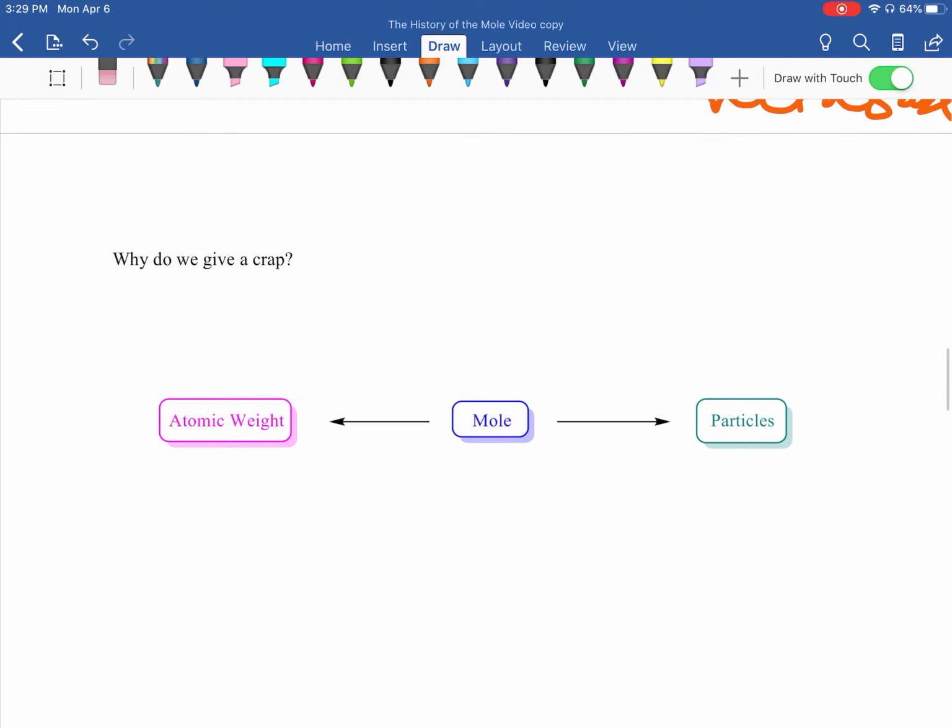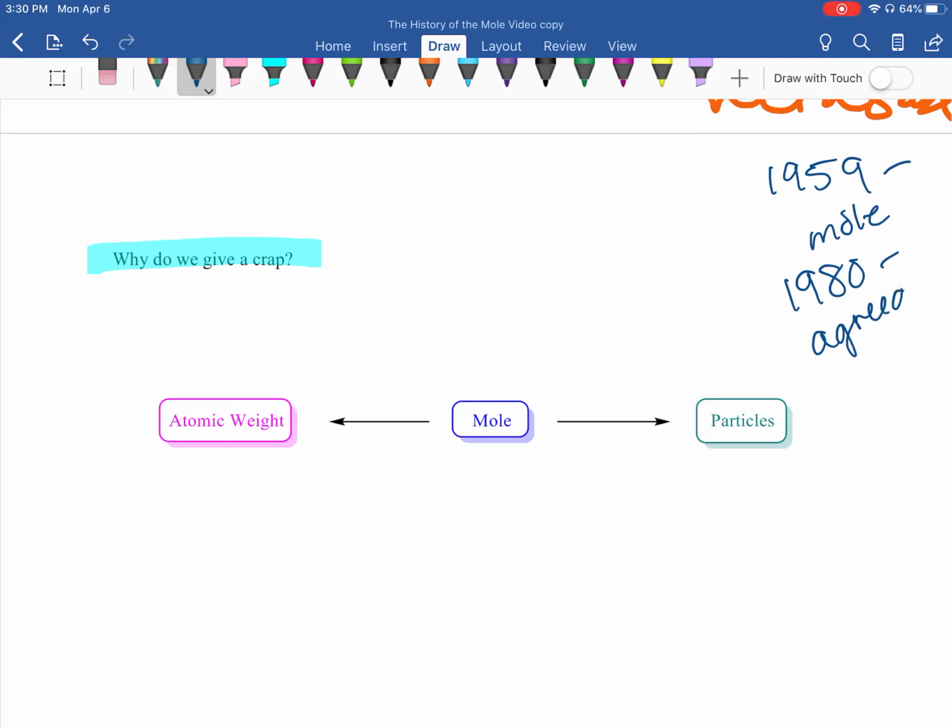So let's come back to our section on the moles. Why do we give a crap? All right, our moles section, it's really important because we've got some major ideas here. Starting in 1959, this idea of the mole was agreed upon. And then in 1980, the actual definition was agreed upon. And that's the definition I'm going to start with.